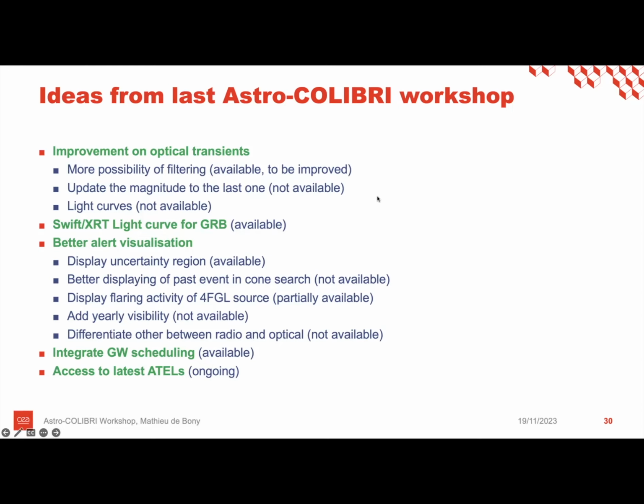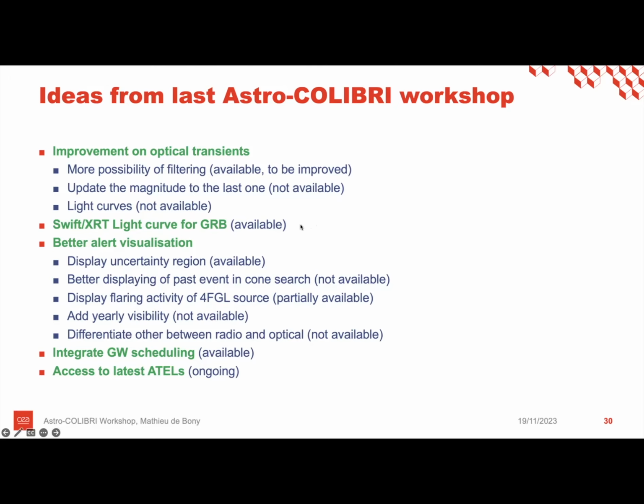Then there was an idea to update the magnitude to the latest one. As this is not directly notified by TNS yet, we don't have it. But for light curves, this is a point of the current workshop: looking at exactly how to gather data from several places. For example, we could directly think of ZTF, but you will have only ZTF data, which are quite sparse in some way. Maybe you will want to look also at Sky Patrol data or other sources, and gather all of this to make one single light curve.